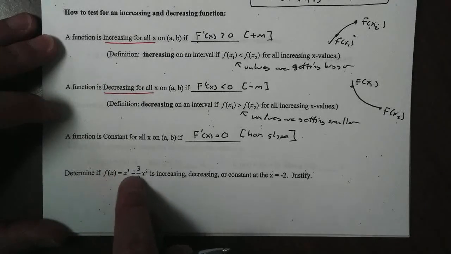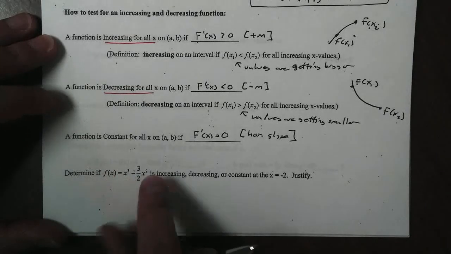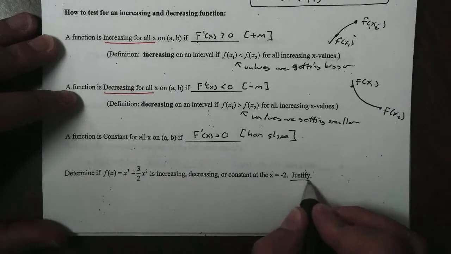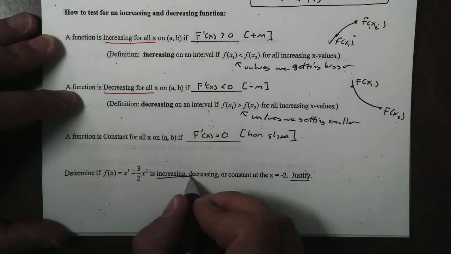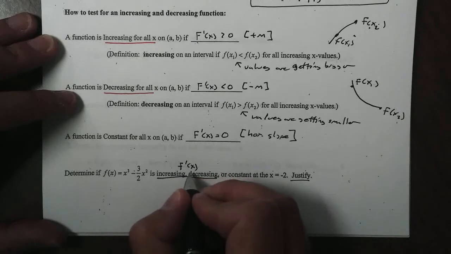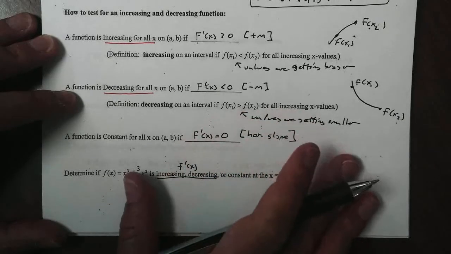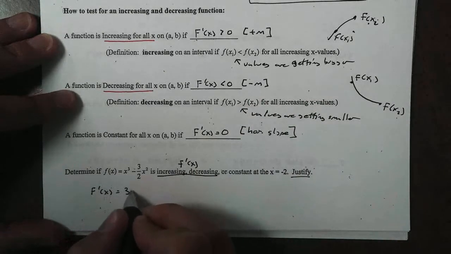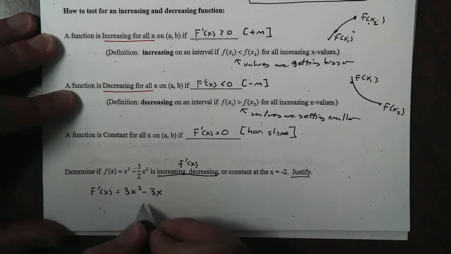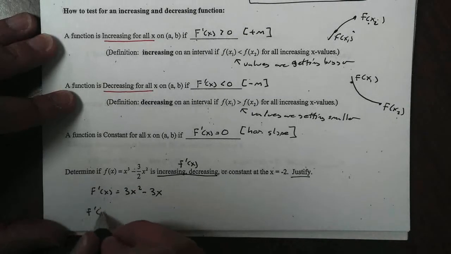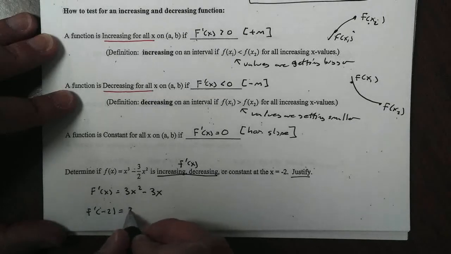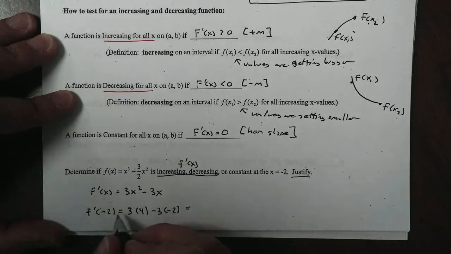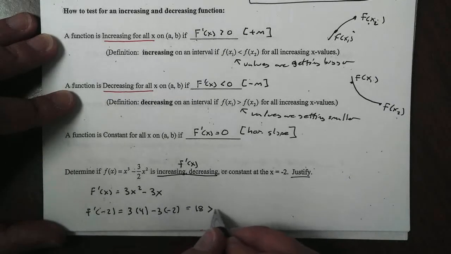We want to determine if the function x cubed minus 3 halves x squared is increasing or decreasing or constant at x equals negative 2, and then justify. So anytime they say increasing or decreasing, we know we're going to have to take a derivative. We're talking about the slope of the graph. So we'll take the derivative, f prime of x becomes 3x squared minus 3x. And I just plug in that negative 2. This becomes 3 times 4 minus 3 times negative 2. And if you simplify that, you get 18, which is greater than 0.